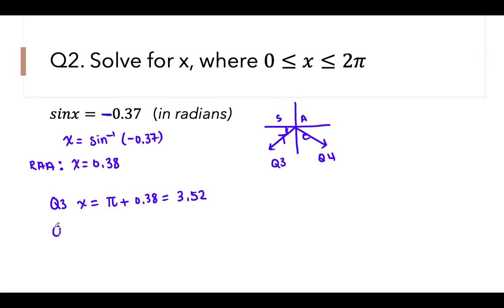And then quadrant 4, to find this angle, we're going to do 2 pi minus my related acute.